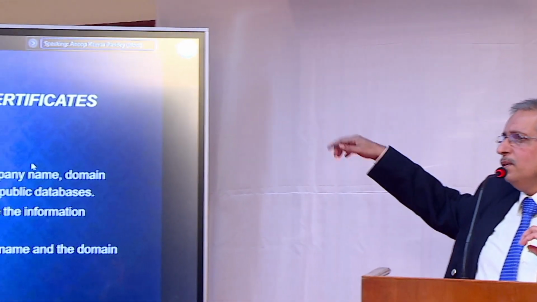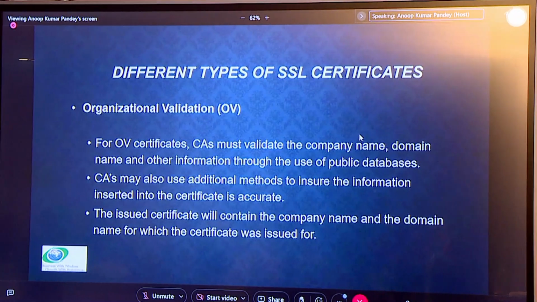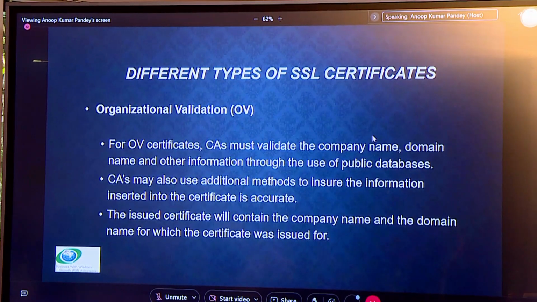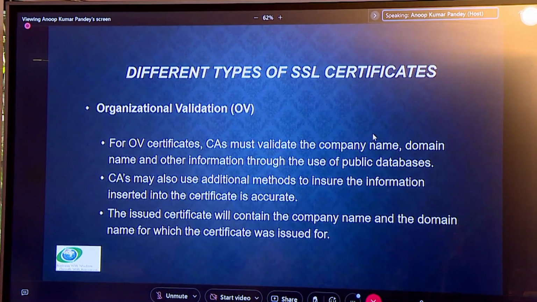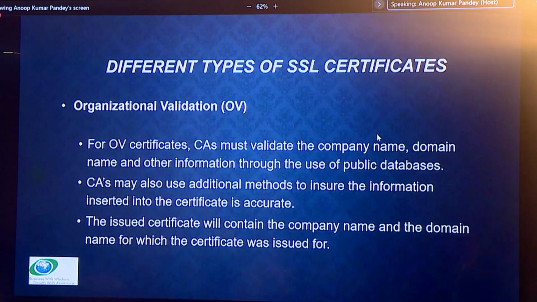Next. The CA also has additional methods to ensure the information inserted in the certificate is accurate. So all those things can be checked. So these are the reasons why this validation has come. It will contain the company name and the domain name for which the certificate was issued. So that's what the domain validation will show, and then the organizational validation.